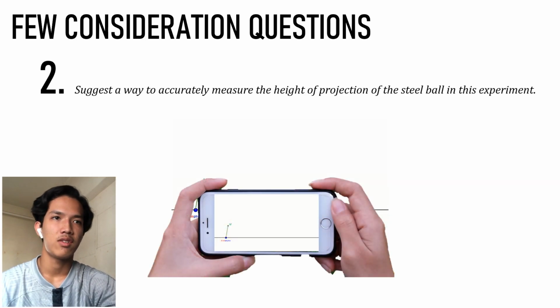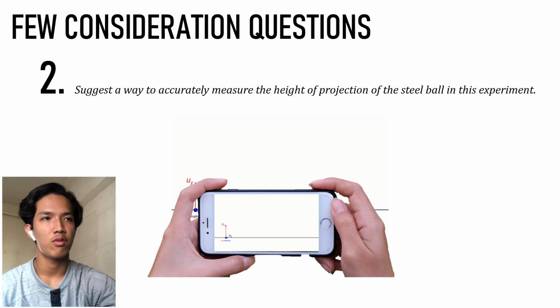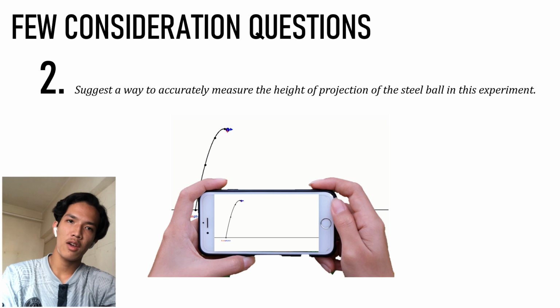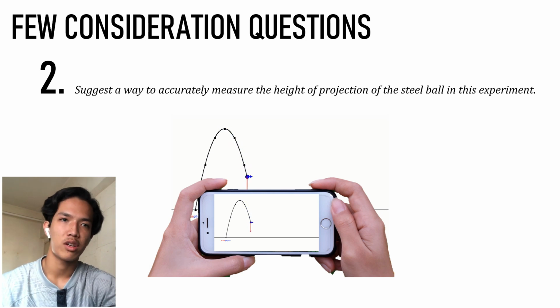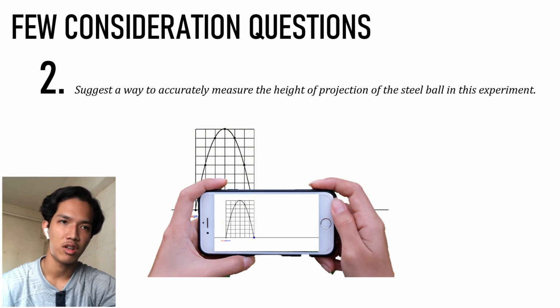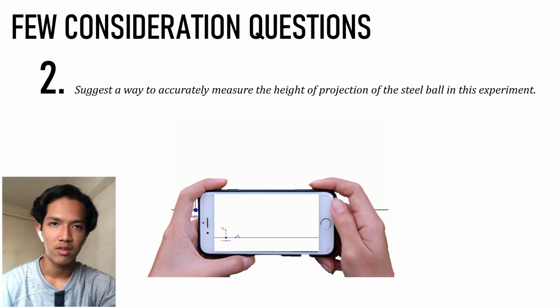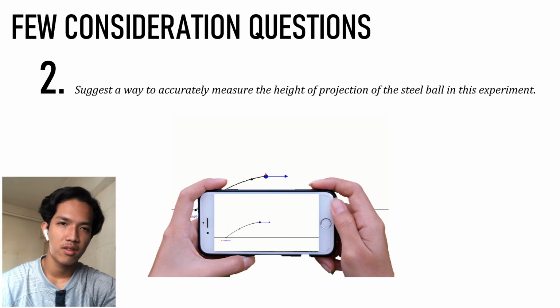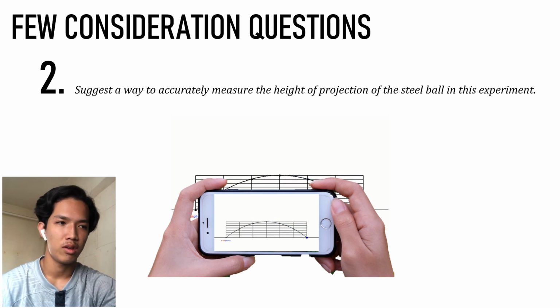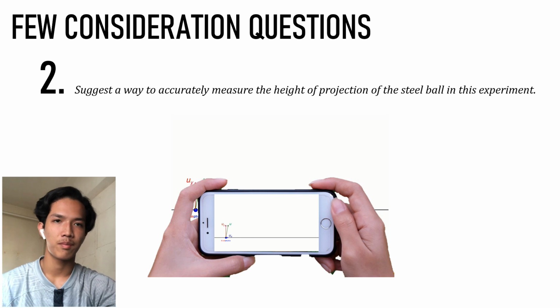The second question is, suggest a way to accurately measure the height of projection of the steel ball in this experiment. In this experiment, we have used our mobile phone to record the maximum height of the projection. We estimate where the steel ball is at the highest point against the ruler placed on the table.